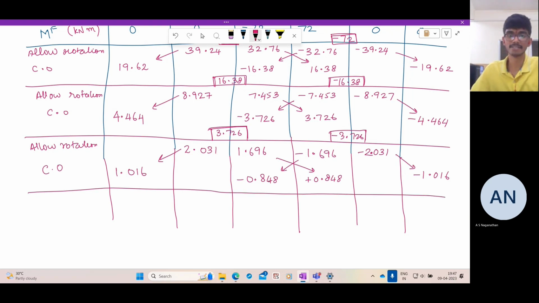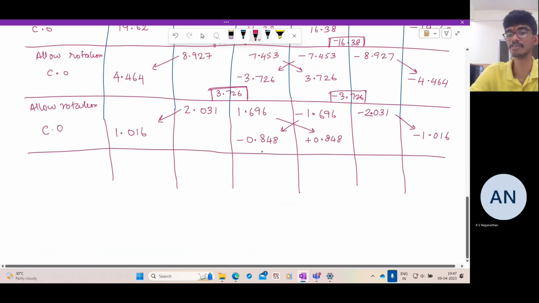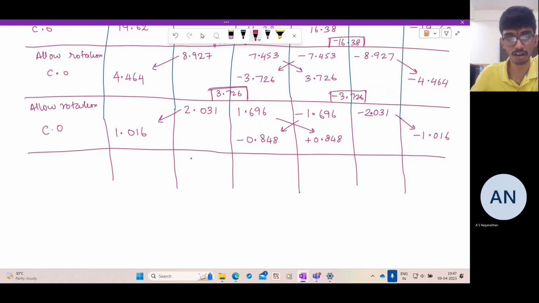You can easily see that the unbalance in the applied moment has reduced from 72 to 0.848. So that is nearly just 1% of the initial, almost 1%. So it is also divided. So this is a good place to stop the iterations. So let us apply a counter moment of 0.848 here and a counter moment of minus 0.848.